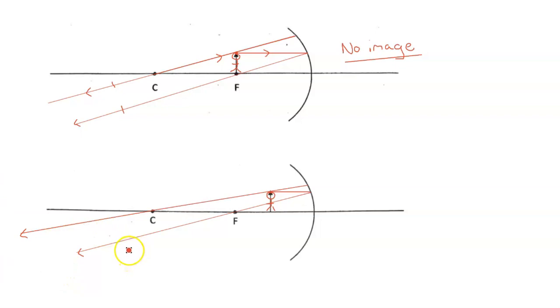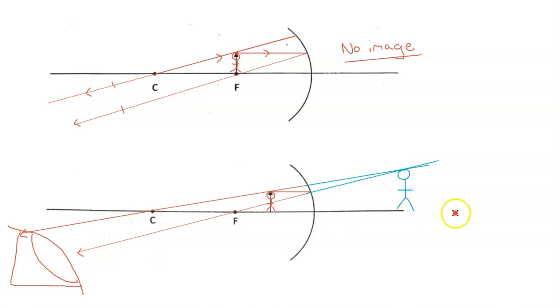They're diverging. So if we had our eye right here, there's our eye, and these rays hit our eye, our brain would trace these rays backwards to where they do intersect. So they would be traced back to here. Now this is what we call a virtual image, because the light rays never actually intersect. Our brain just assumes they do and forms an image for us.